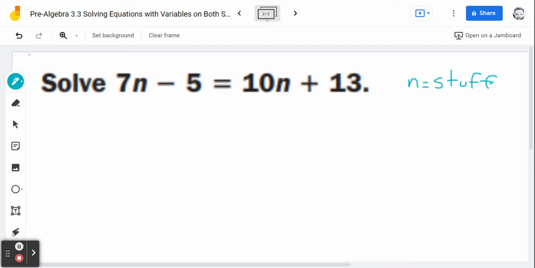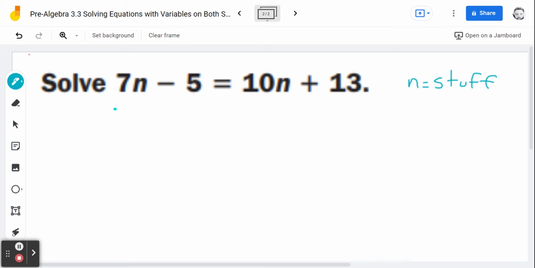Now, truthfully, we can move the 10N over to this side. Like I could take this term and move it over here. Or I could take the 7 and move it over here. So here's a little clue I'm going to let you in on now. It doesn't matter either way. But if I take the smaller one and move that one, that makes things a little easier for me. So what's smaller, 7N or 10N? 7N. How do you think I move the 7N?